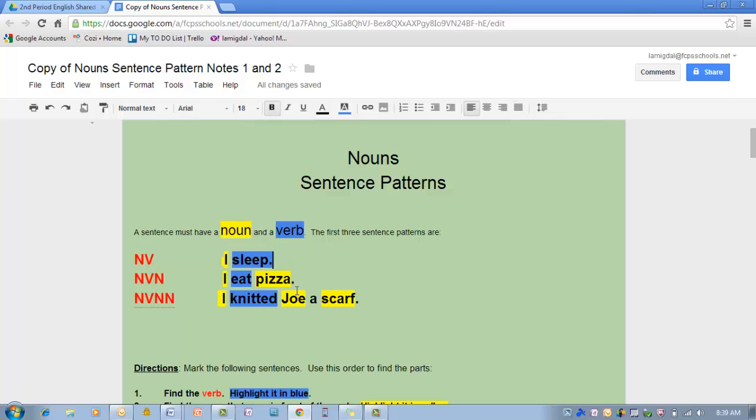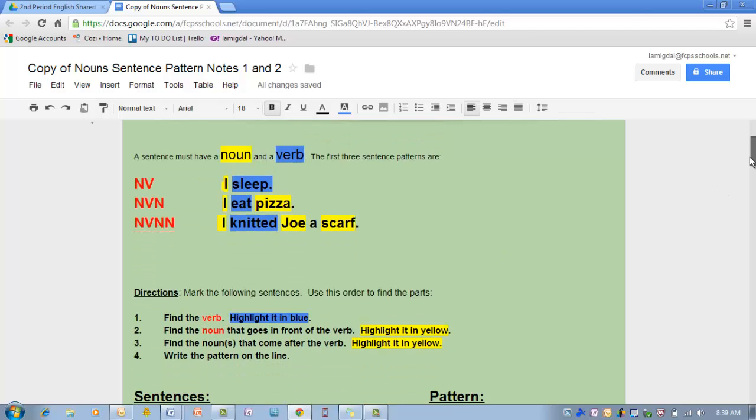I, Joe, and scarf are your nouns, and then the action is knitted. When you do it with needles, it's a needlecraft or sewing kind of thing. I knitted Joe a scarf. Now there are lots of little words like a, the. Those are called articles, and we'll deal with them later, but they're always attached to nouns. So it sounds pretty simple, right?